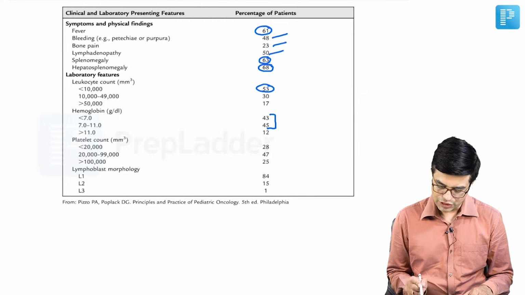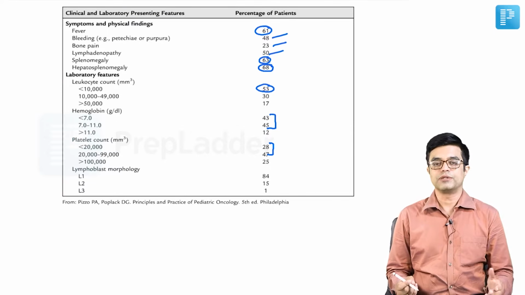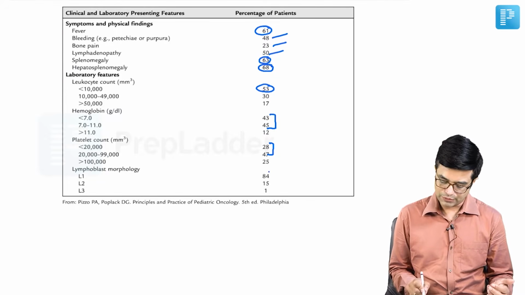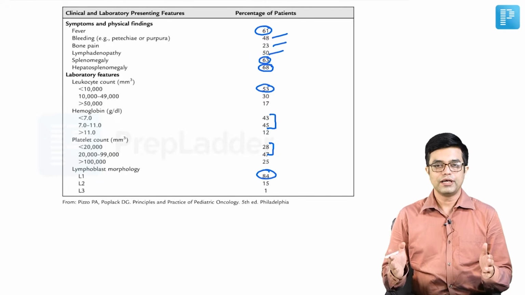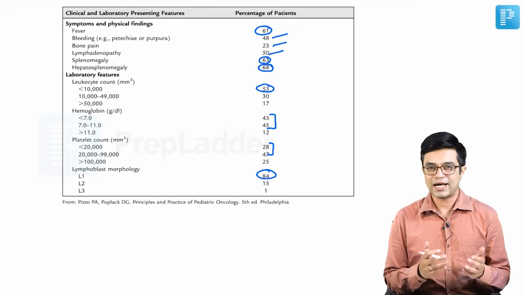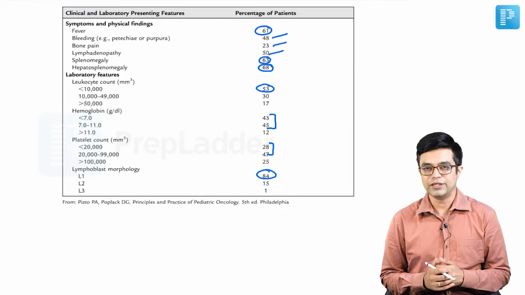Anemia, which is mild to moderate, is present in majority of them, and mild to moderate thrombocytopenia is also present in a significant number of these patients. And as we have discussed before, L1 is the most common variety as was seen in this study. So this is the general pattern that we see, which is mentioned in various books.